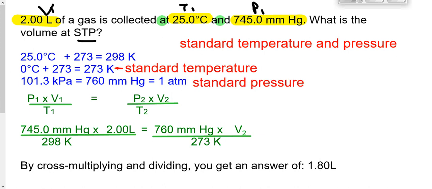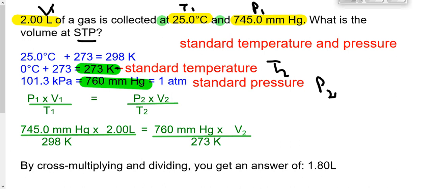Standard pressure may be measured as 101.3 kilopascals, 760 millimeters of mercury, or 1 atmosphere. Since our problem is using millimeters of mercury as a pressure, and we want to keep our units the same on both sides of an equation, we're going to pick standard pressure in millimeters of mercury here. 760 millimeters of mercury would be the standard pressure that we choose to use. Because our temperatures have to be in kelvins in all of our formulas, we will use this value of 273 kelvins as our standard temperature.